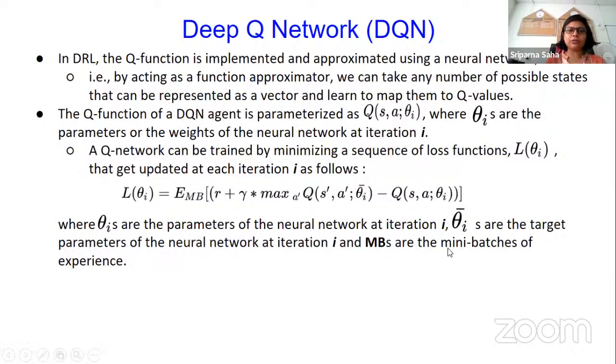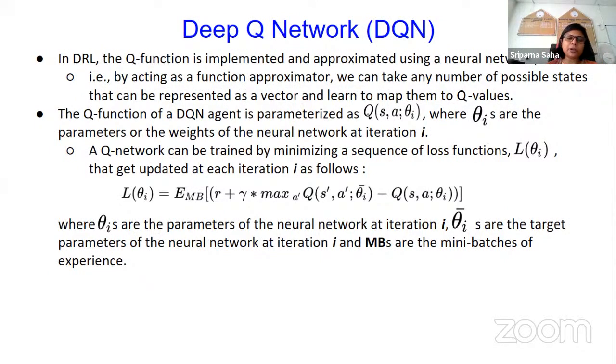Now in the deep Q network in DRL, the Q function is implemented and approximated using a neural network. By acting as a function approximator, we can take any number of possible states that can be represented as a vector and learn to map them to Q values. So basically this Q value can be approximated by a neural network. A neural network is a function approximator, so it can be trained to approximate the Q value.